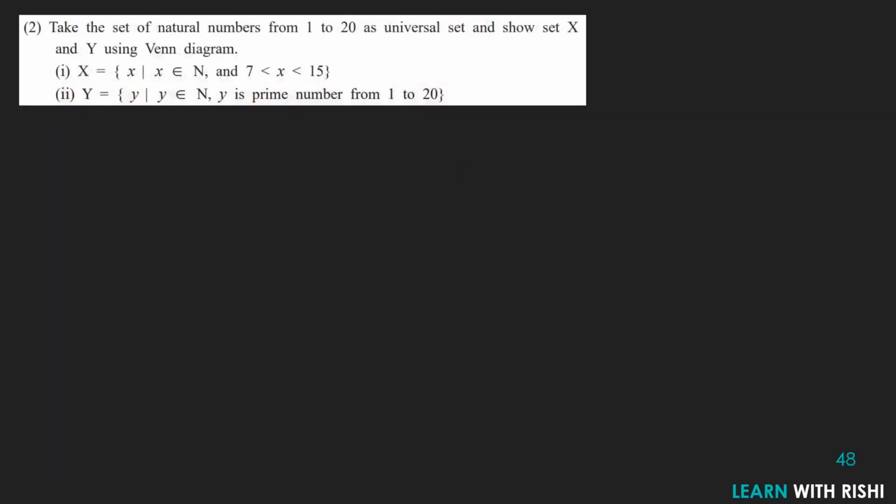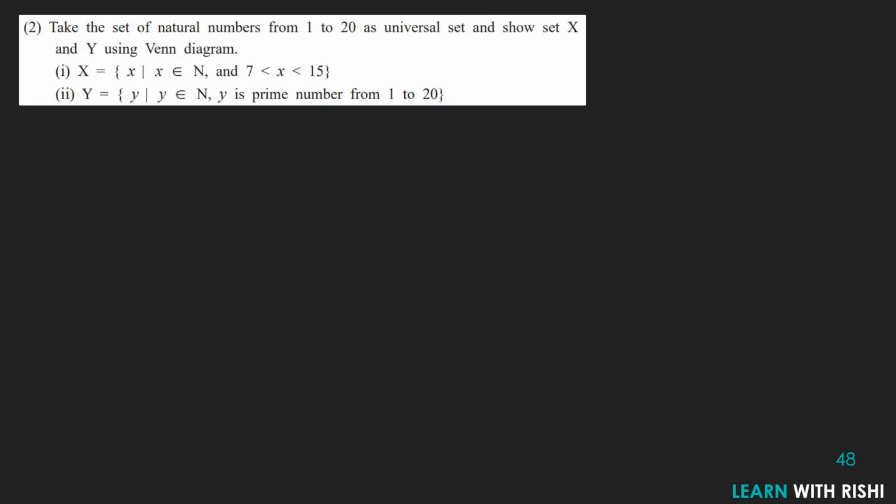Question number 2. Take the set of natural numbers from 1 to 20 as universal set and show set X and Y using Venn diagram. Okay, so we have 2 different questions. One is set X and one is set Y. And universal set is same for both the questions. So first we'll write the sets, all the 3 sets in roster form. And then we will draw the Venn diagram for it.